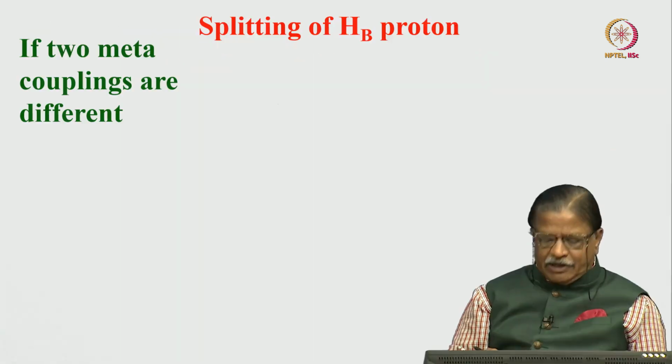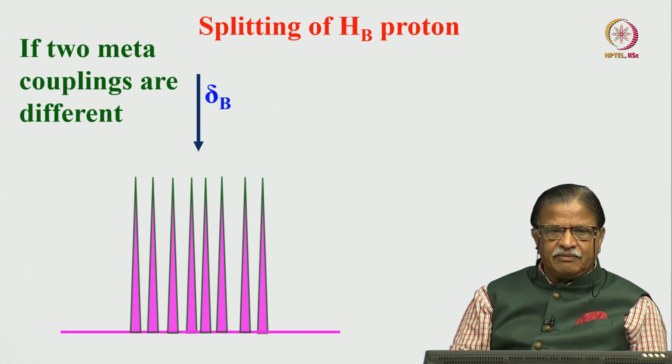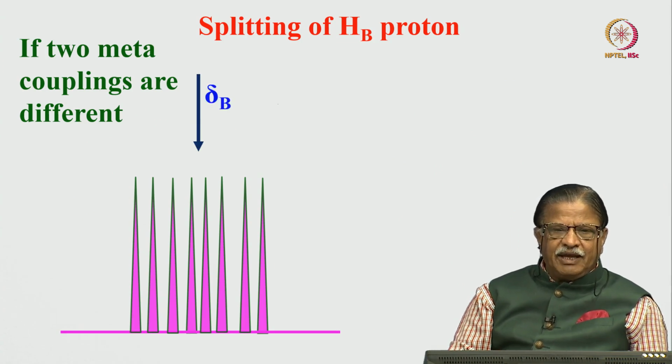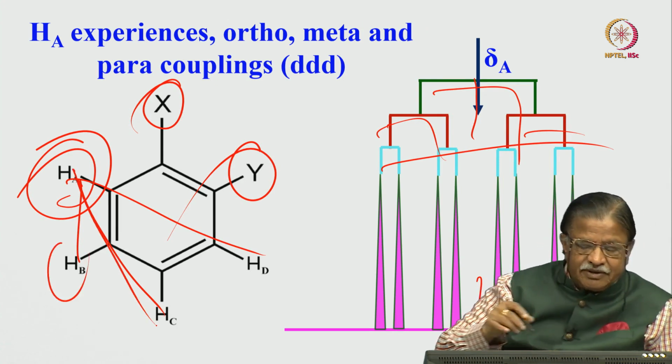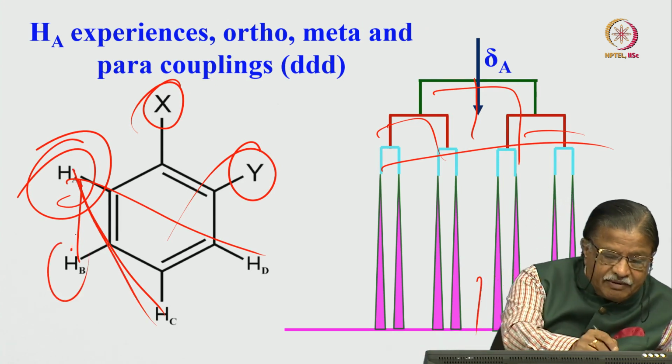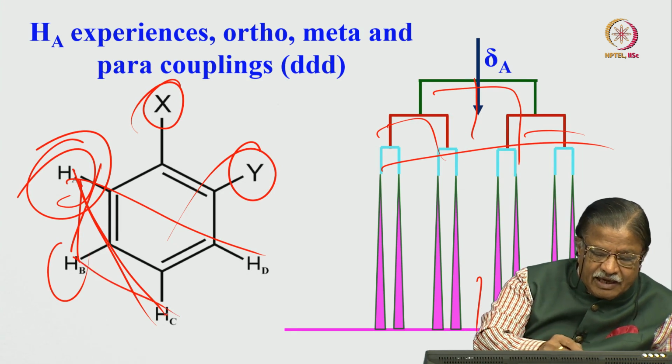Same way, if you look at proton B in this molecule, what will happen? Proton B experiences one ortho coupling and one meta coupling.